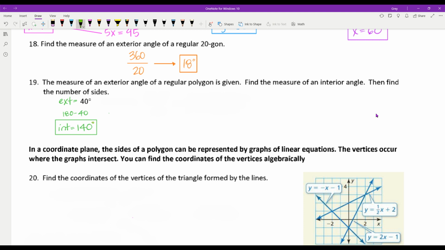Okay. Find the number of sides. Again, you can go through that more complicated formula, but y'all, if I know an exterior angle, it's just 360 divided by the measure of that angle. And so that means I have 9 sides. I think that's a lot easier.